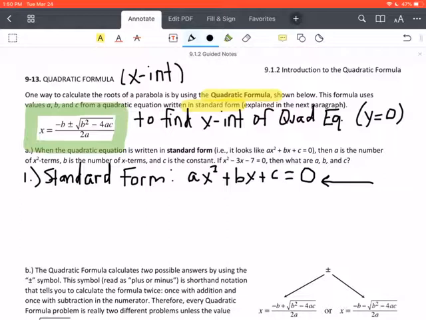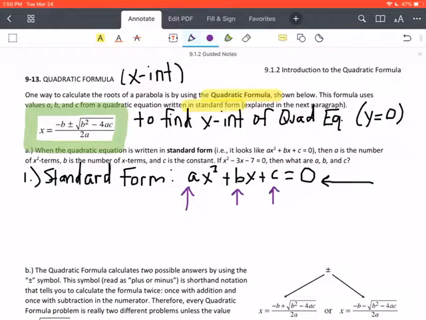If it is written in this form, then our a, b, and c are just right in front of our eyes in order. A is the number, the coefficient on x squared. Okay, B is the number that is attached to the x, and C is the unit term that has no variable.